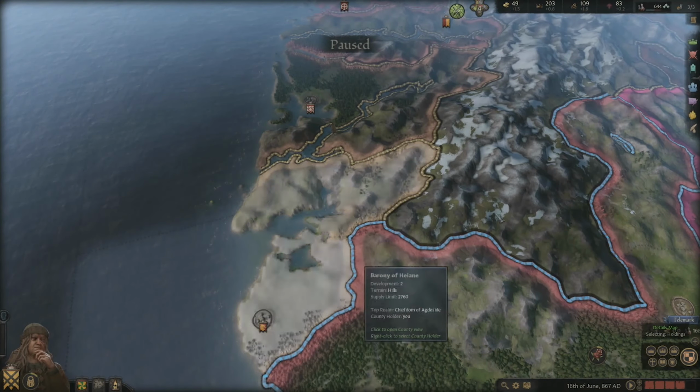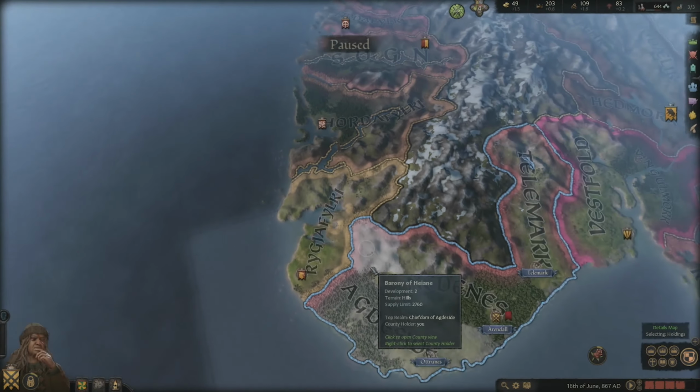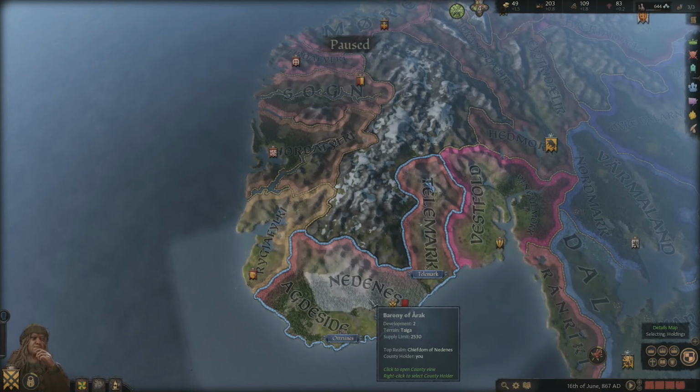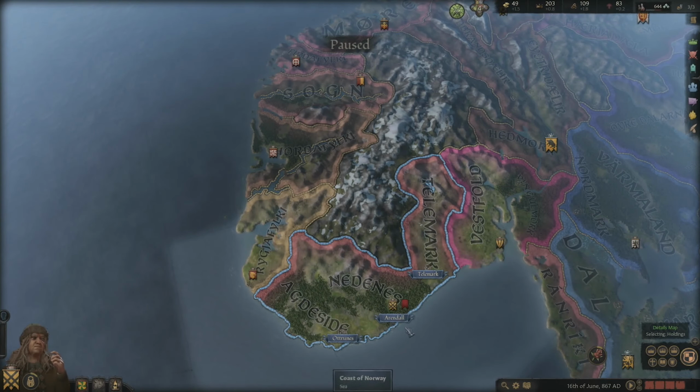So if we conquer them, all of a sudden we're going to have a 4 out of 3 holding limit, and we're going to be over our limit. And what that means is we'll get reduced taxes, people will not like us, people will have a lower opinion of us, we will have lower levies, everything will be penalized, and that's really bad.